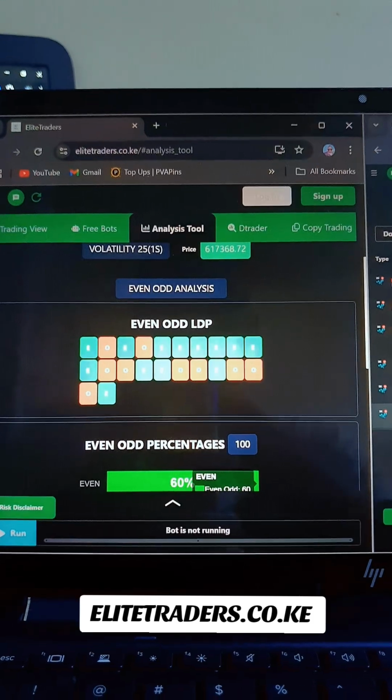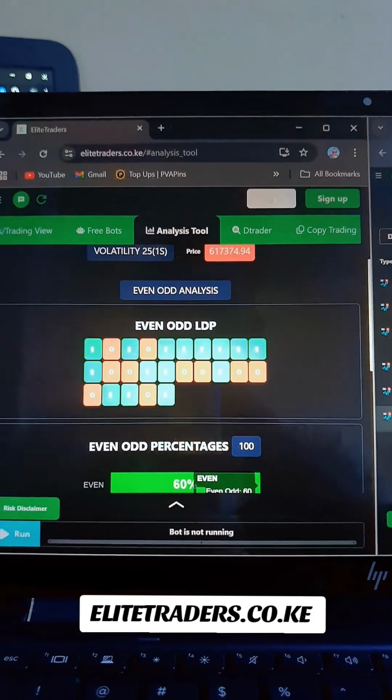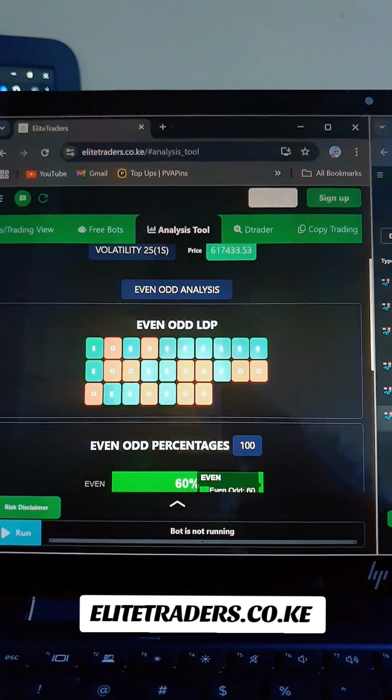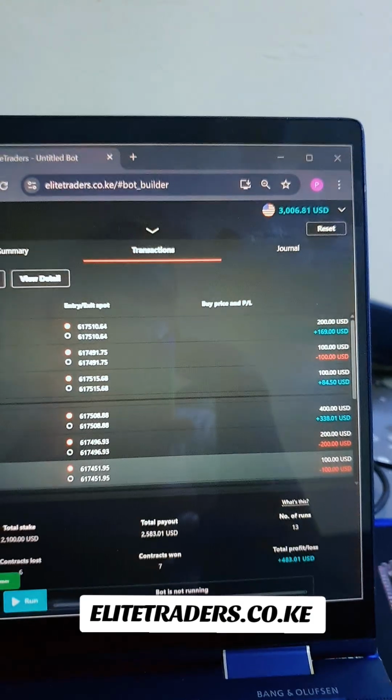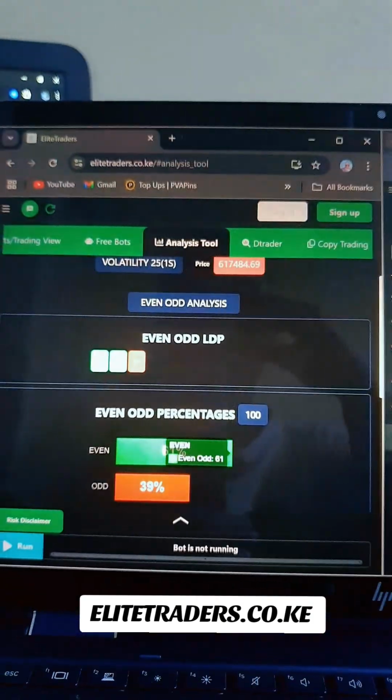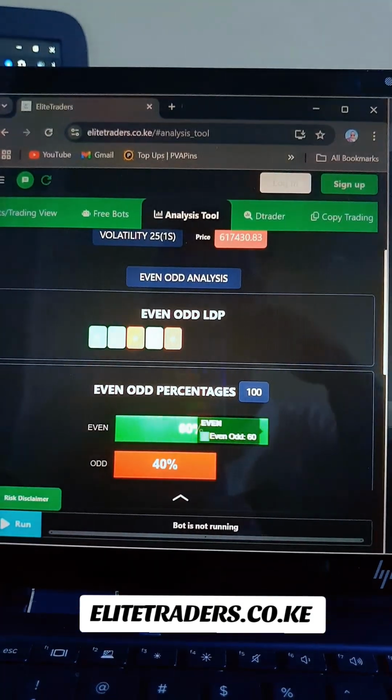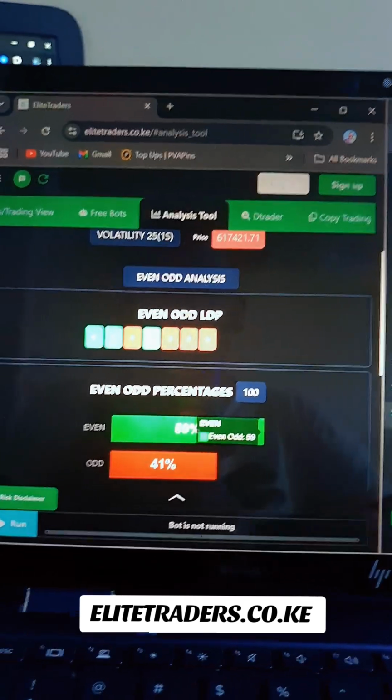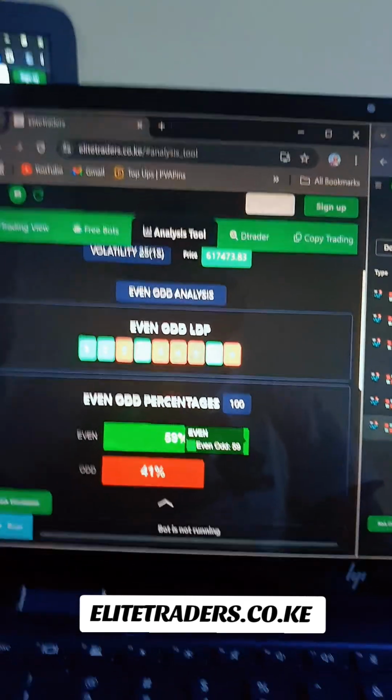There's not much to even odd. It's one of the easiest contracts that you can ever trade. Also, the even odd payout is a bit higher because it's a 50-50 chance market. So just go and give it a try and see how it works out.